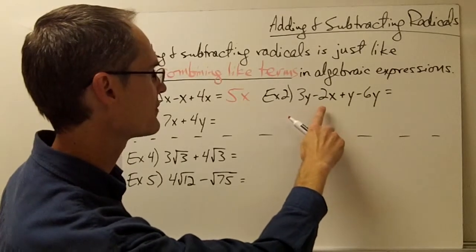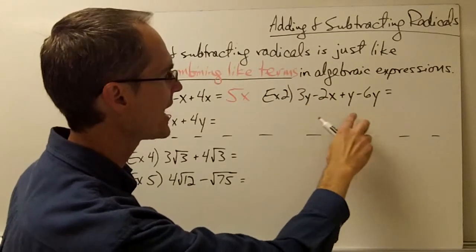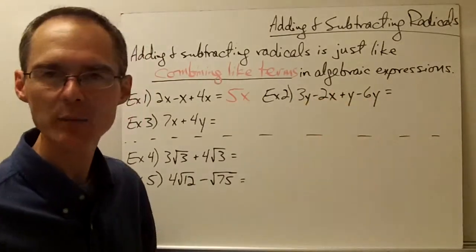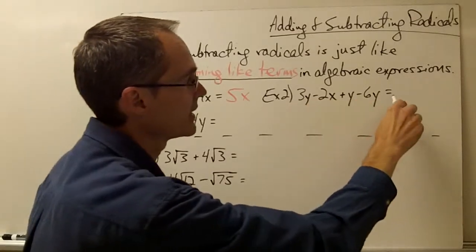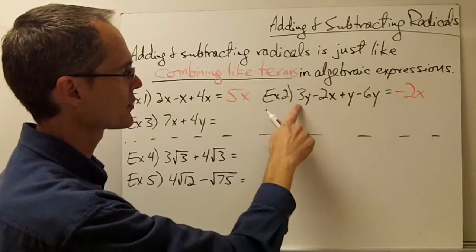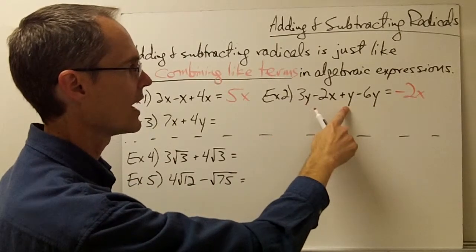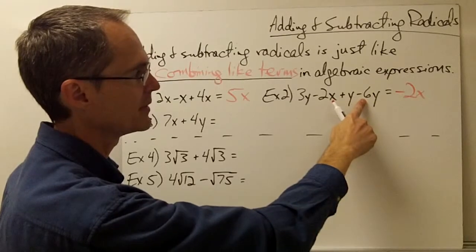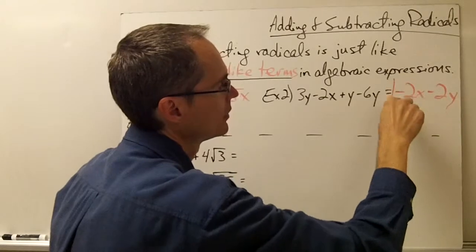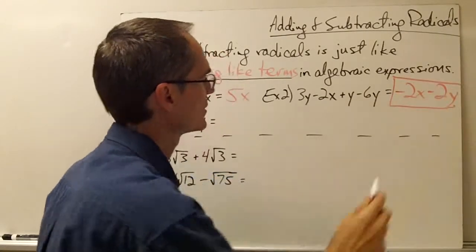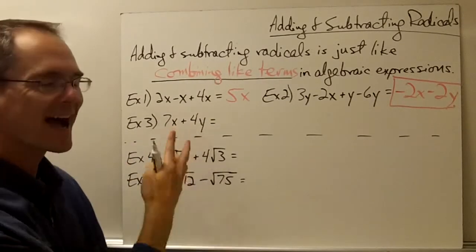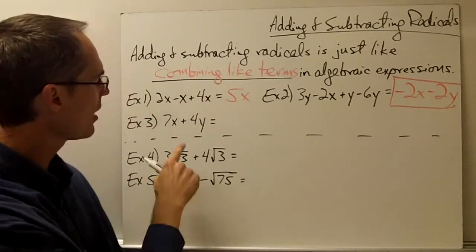So let's see, now here I have some x terms and I have some y terms, and since I only have this one term that has an x in it, it won't combine with anything else. So this just stays the same, negative 2x. The y terms, however, I can combine those. 3y plus y is 4y. 4y minus 6y would give me negative 2y. So negative 2x minus 2y.